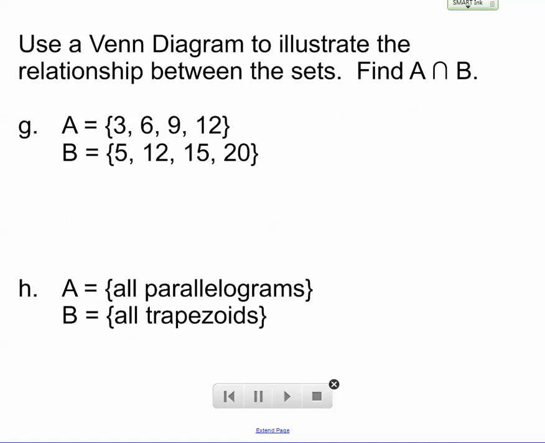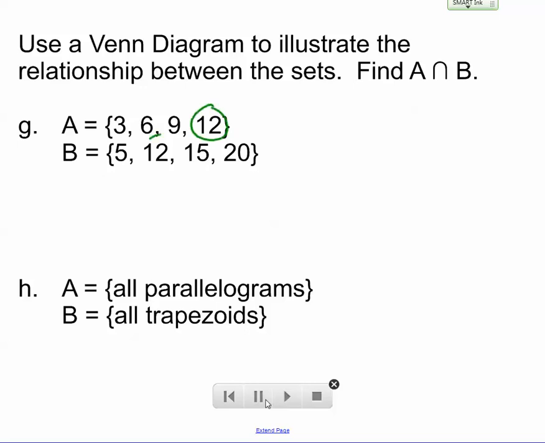Okay, now how about using a Venn diagram to illustrate the relationship between the sets? And then we're going to find A union B. Or I'm sorry, A intersecting with B. I'm sorry, I used the wrong thing. But that upside down U is an intersect symbol. So, all right, we're going to use a Venn diagram to demonstrate these. So let's see if there's any overlap in our Venn diagram. I'm assuming you're a little bit familiar with Venn diagrams.